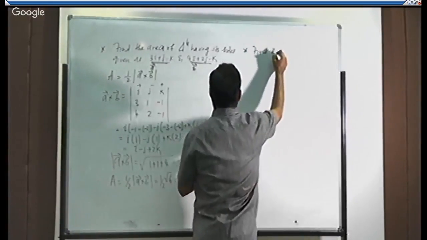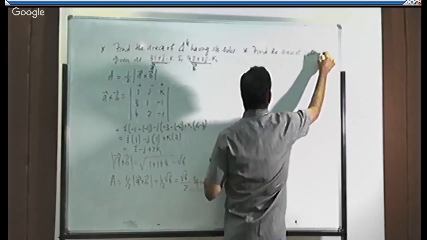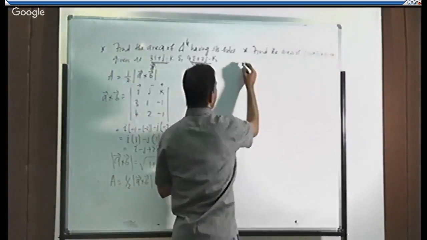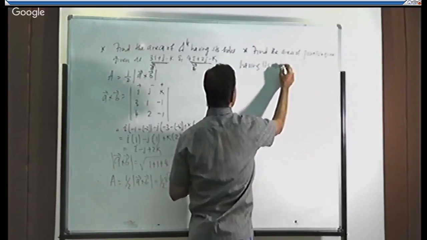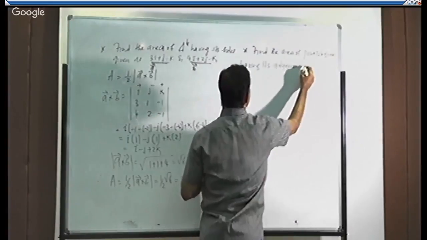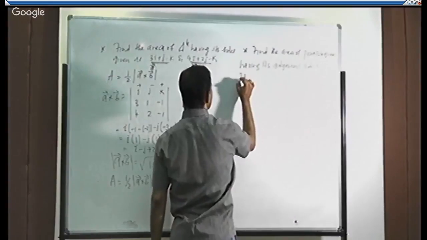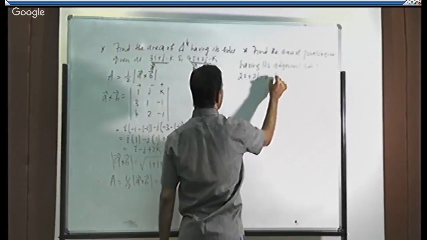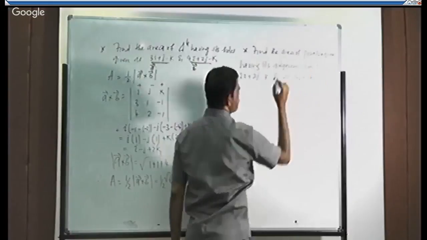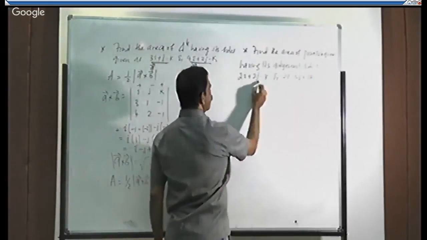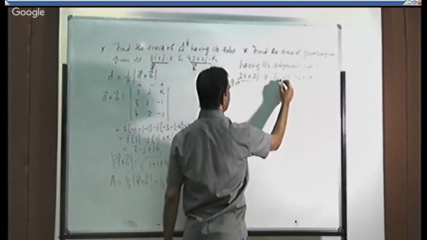Find the area of a parallelogram having its adjacent sides 2i plus 2j minus k and 2i minus 5j plus 3k. These two sides are what? Adjacent sides. Take them as A and B.